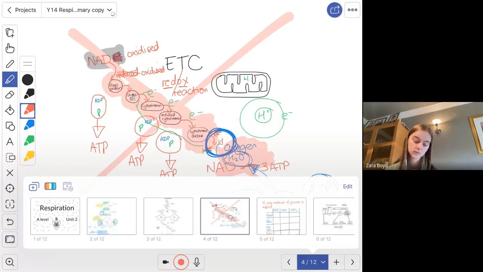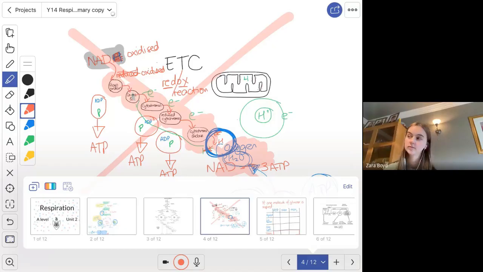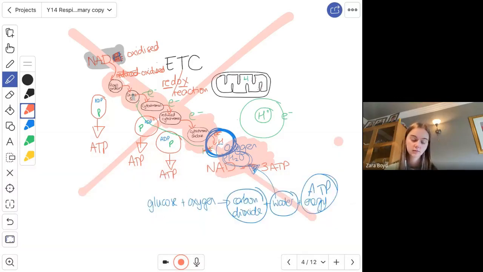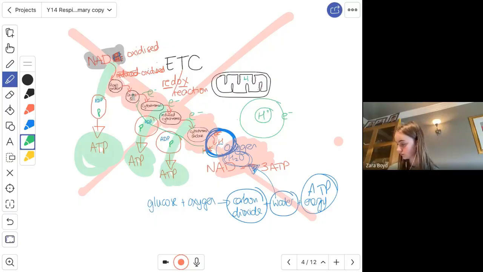So it says hydrogen is carried to the electron transport chain by NADH and FADH2. So I've talked about NADH. You need to know that this ATP production happens at 3 different stages, as I've shown there. So for every NADH that starts off the chain, we get 3 ATP.